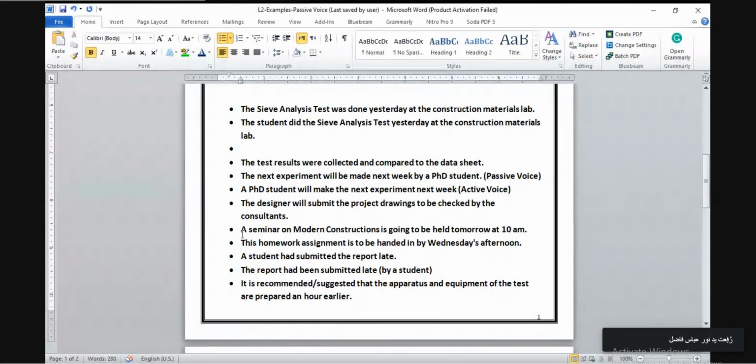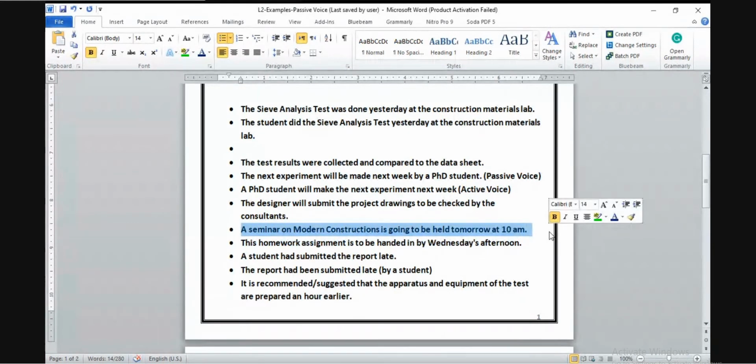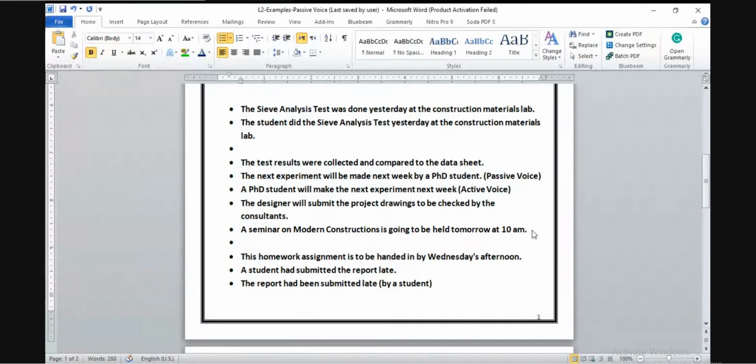Noor Abbas? Yes, sir. Could you please read this sentence? A seminar on modern constructions is going to be held tomorrow at 10 a.m. Okay. Which form is this? Is it active or passive, Noor? Going to be held. So we don't know who did it. Who held it. Exactly. So it is passive voice.